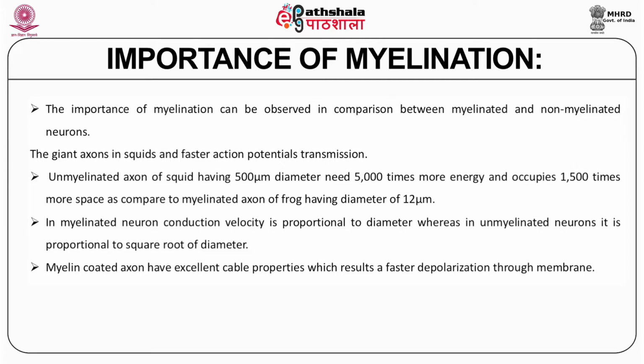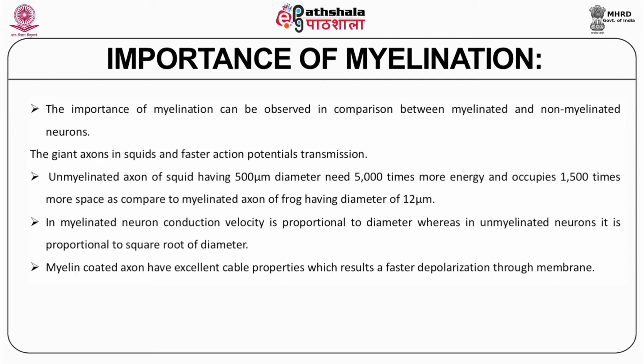So we find that non-myelinated neurons require a large area and more energy to perform the same function that can be done with myelination using less energy and a small, compact region. In myelinated neurons, conduction velocity is proportional to the diameter, whereas in unmyelinated neurons, it is proportional to the square root of the diameter.